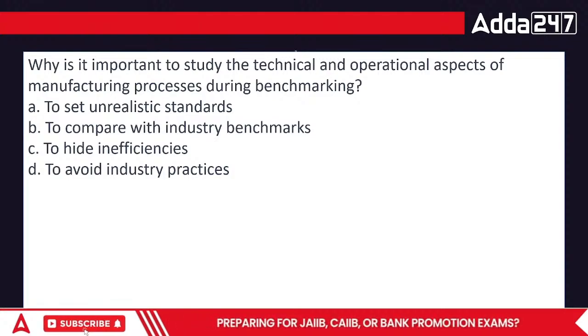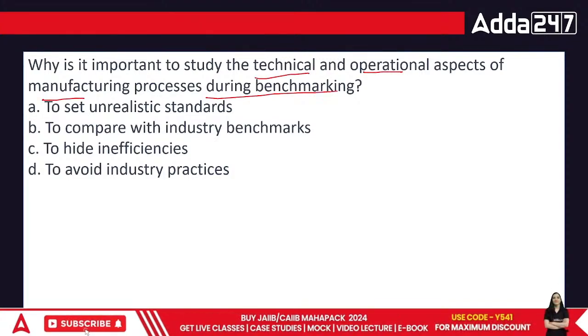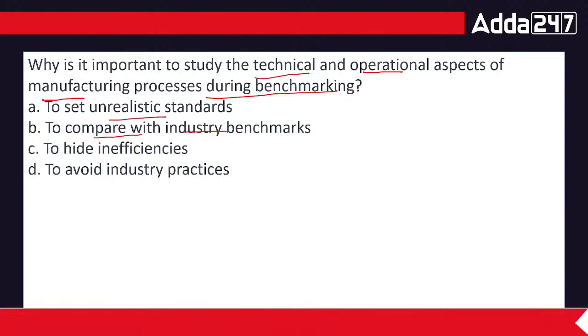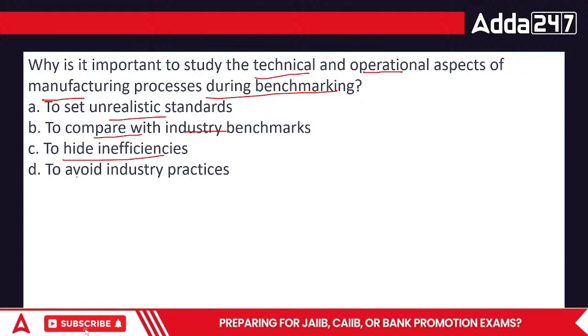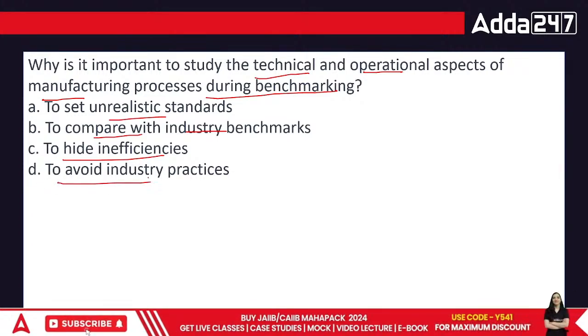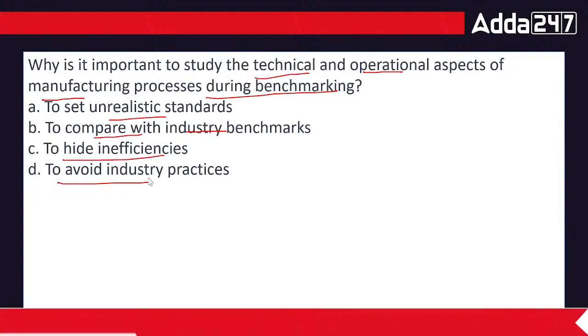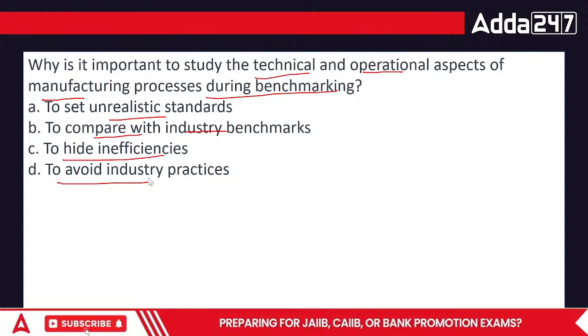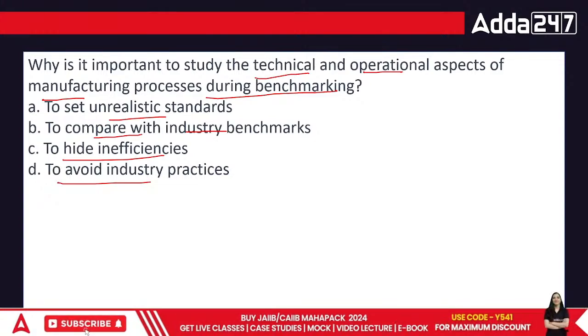Why is it important to study the technical and operational aspects of the manufacturing process during benchmarking? To set unrealistic standards, to compare with industry benchmarks, to hide inefficiencies, or to avoid industry practices. Always remember, benchmarking plays an important role. If I said that normally you should give 2 hours, and you think that this can always be achievable, 2 hours, 1 hour in the morning, 1 hour in the evening can be definitely adjusted.